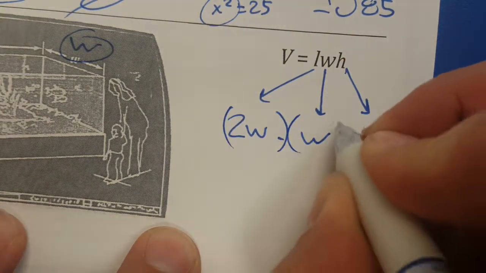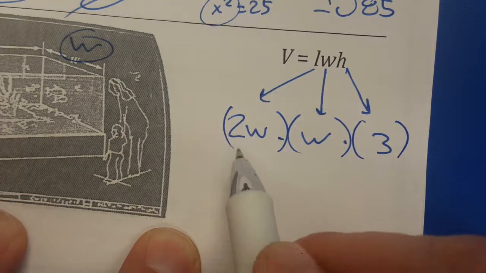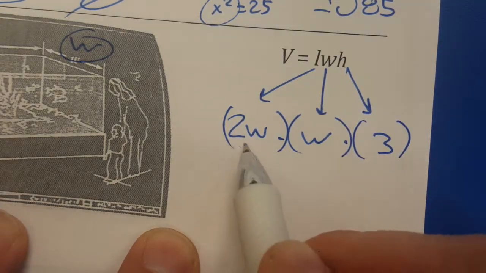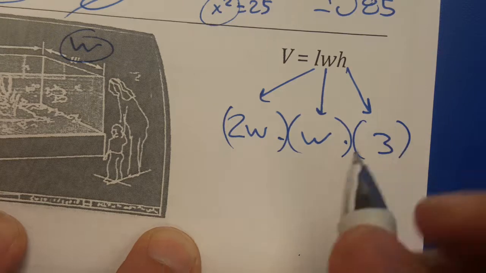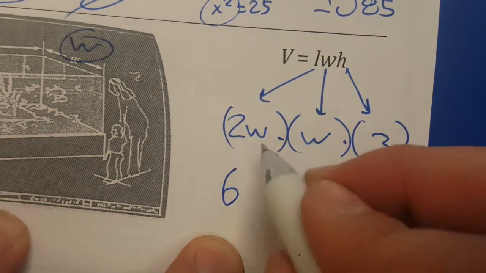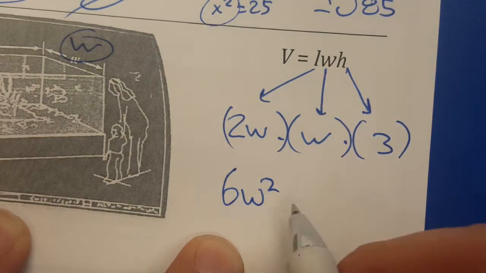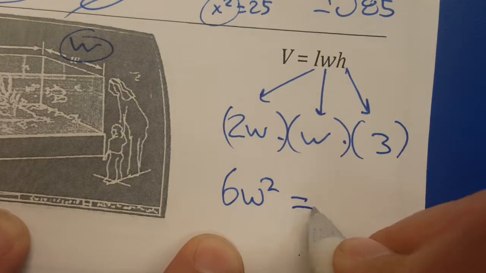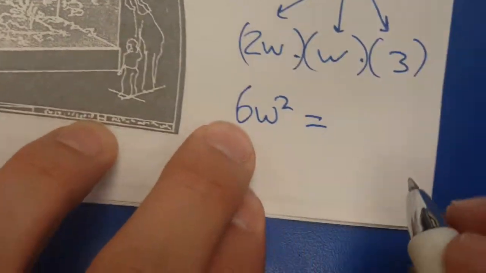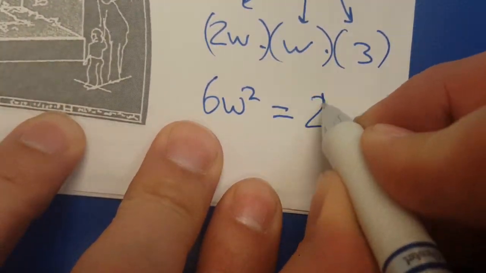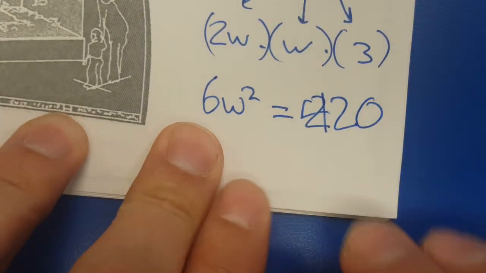Let's see, how do I multiply big kids and little kids, or variables and numbers? 2 times 3 is 6, okay? And then a W times a W is a W squared, okay? That's multiplied all together. Now they did give me the volume. The volume they gave me from the beginning was 420, excuse me, I was getting ahead of myself.